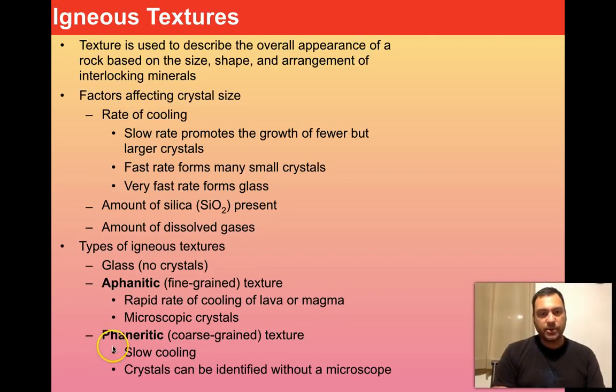In contrast with that are the phaneritic, or the coarse-grained rocks, or the coarse-grained texture. And this is usually formed from slow cooling, and the crystals can be identified without a microscope. You can hold up a piece of granite, and many people with a trained eye can identify the quartz and the K-spar and the albite and the anorthite and whatever else might be in there. Hornblende is pretty typical too. These are common rock-forming minerals, and they grow big enough where you can actually see them.